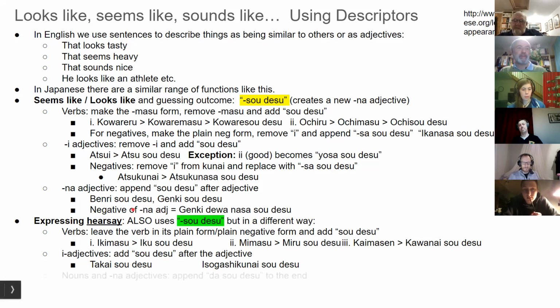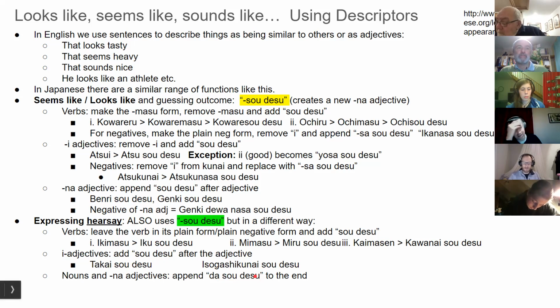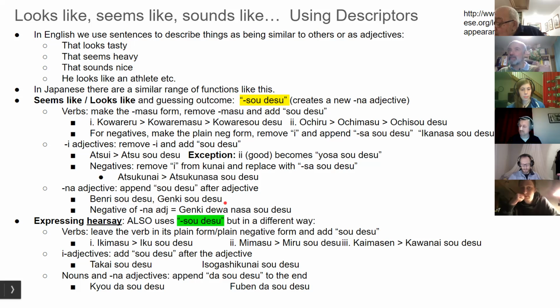Stay with me, guys. We've only got a couple more to do. Nouns and na adjectives: we append "da sou desu" to the na adjective or the noun. "Da" is just the plain form of "desu". So, for example, if I wanted to say "I heard it is today," kyou da sou desu. If I want to say "it's not convenient," fuben da sou desu. Okay, so far, guys? Any questions before I give you a summary, which will answer all the questions you're probably going to ask anyway?